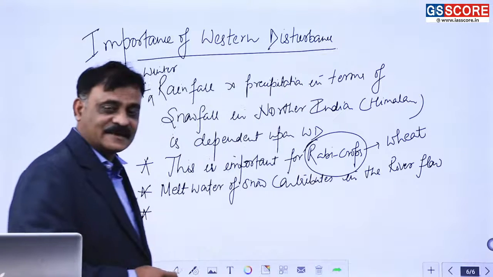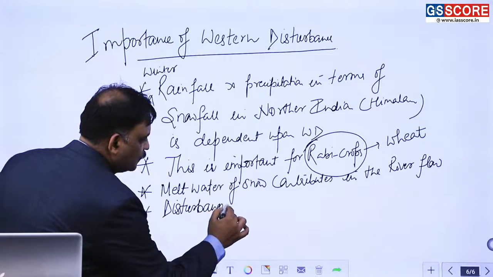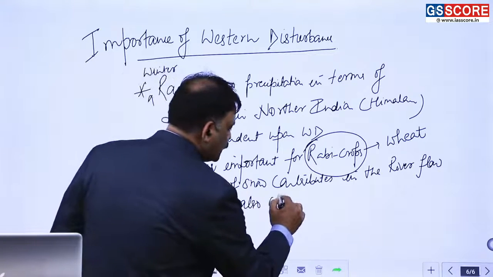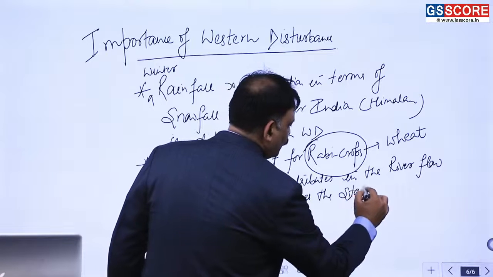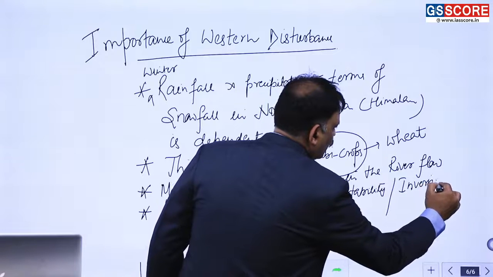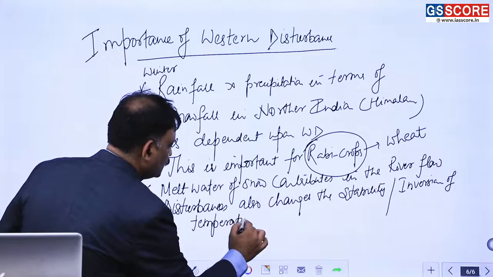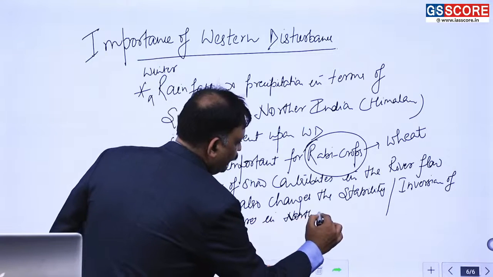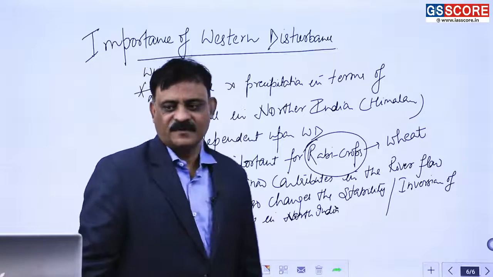Another point that you can add is that western disturbances also change the stability, or inversion of temperature, in northern India. Because during the winter time you will find that northern India, especially Delhi, Punjab and Haryana, tend to experience a situation of inversion of temperature, especially Delhi.